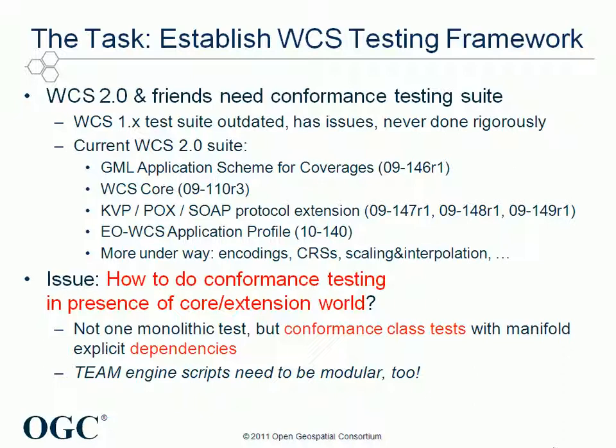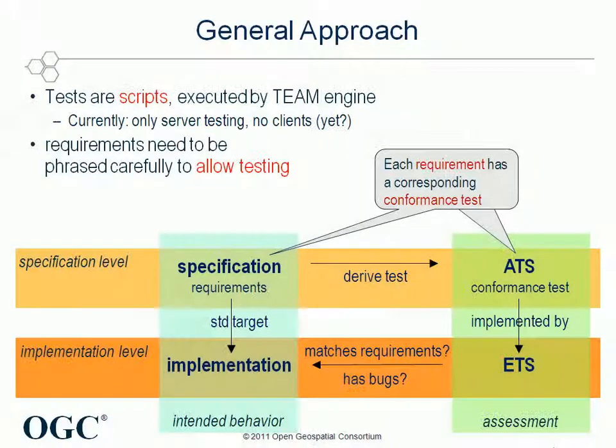A unique challenge was posed by OGC's modular core extension specification model. Never before has a test been written for such a set of conformance classes with their manifold dependencies. An immediate consequence is that the Team Engine scripts performing the test have to be modularized. Two, the issue is how to accomplish this.